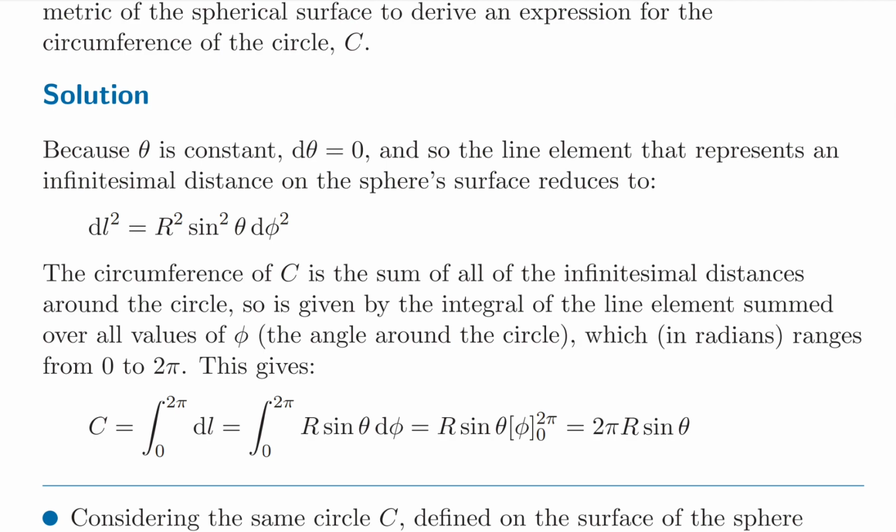So it's given by the integral of the line element summed over all values of phi, the angle around the circle, which in radians ranges from 0 to 2 pi. This gives C equals the integral from 0 to 2 pi of dl, which equals the integral from 0 to 2 pi of r sine theta d phi, which equals r sine theta phi from 0 to 2 pi, which equals 2 pi r sine theta, integrating with respect to phi.